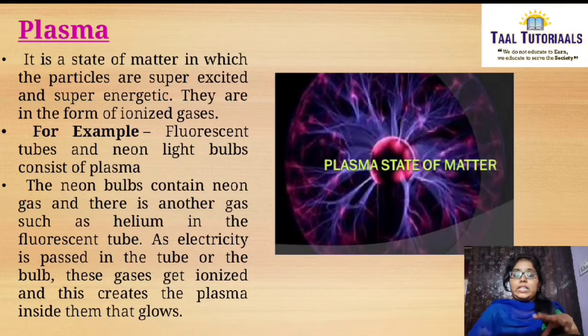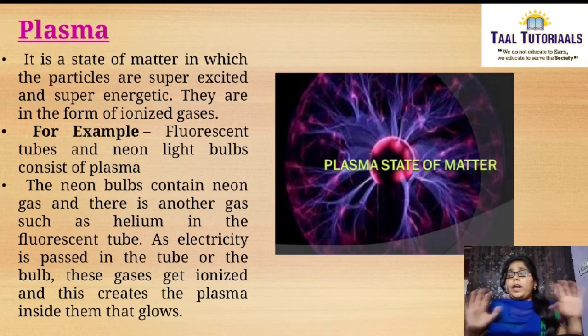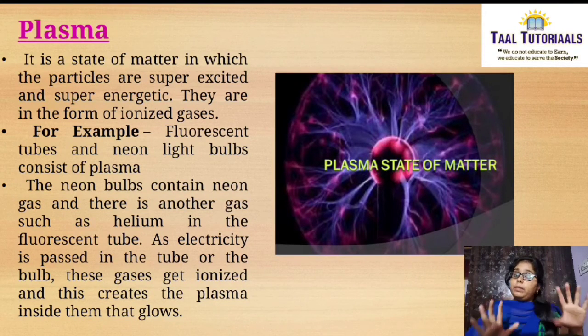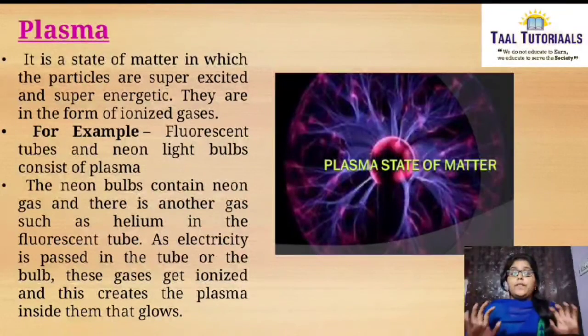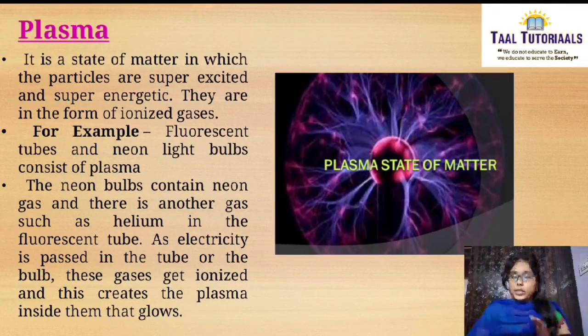Now we'll know about plasma. This is a state of matter in which the particles are super excited. Gas is very free, but these particles are super excited and super energetic. They are in the form of ionized gases. For example, fluorescent tubes and neon light bulbs consist of plasma. They are very super excited and energetic particles. So they are made of plasma matter.